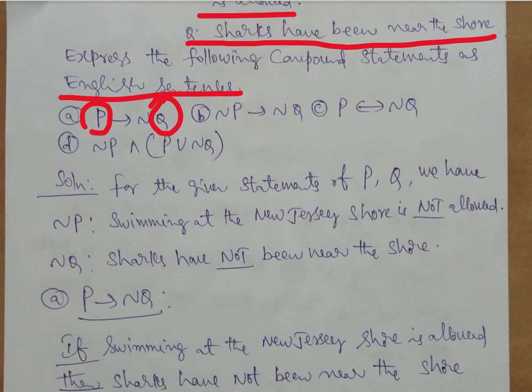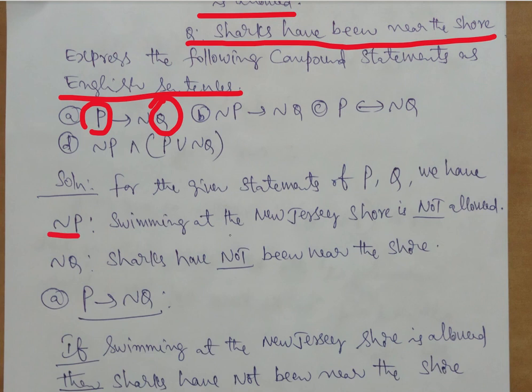They have given the sentences. Now we are going to represent them in the required English sentences. Next we will see very shortly, they give English sentences, then we will represent them in the logical form. Both are same. So first one, for the given statements of P and Q, we have to calculate negation P, negation Q, because they have been used here.